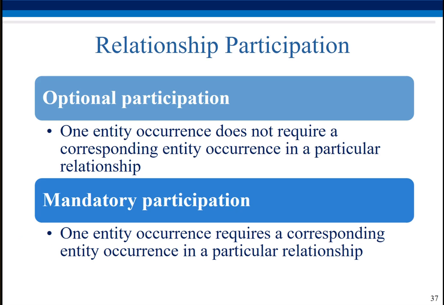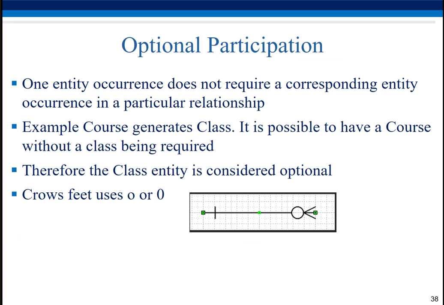So we have optional participation. With optional, one entity occurrence does not require a corresponding entity in a particular relationship, and with mandatory, it does require it. I know we're saying a lot of the same things in here, but hopefully that will help you to fully understand that. So now we have our optional participation. One entity occurrence does not require a corresponding entity. And so I've given you an example.